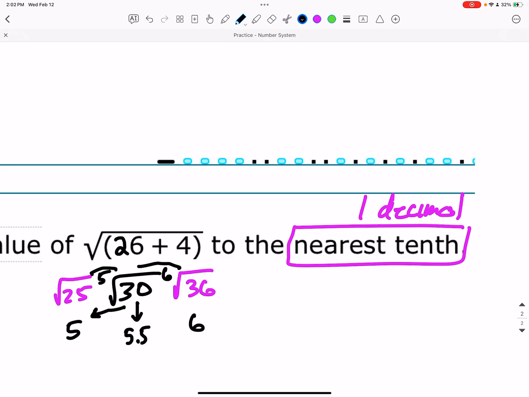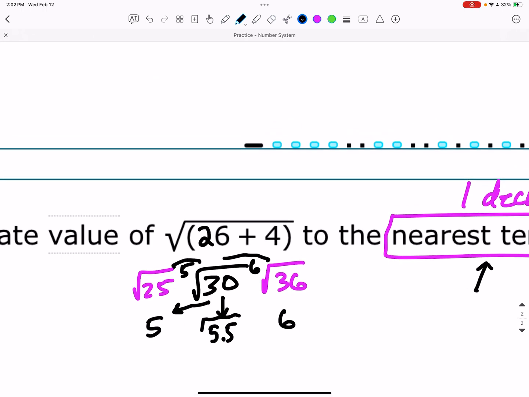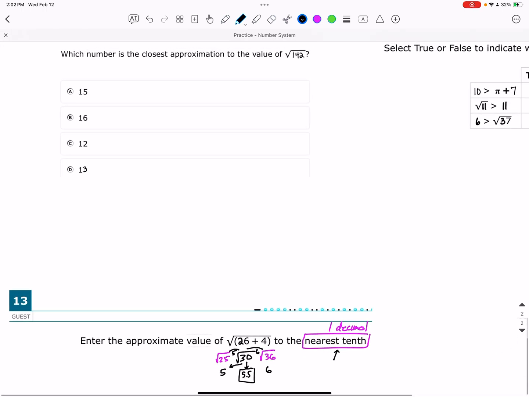Hold on a second. I'm going to sneeze. So I would say 5.5. And I need the nearest tenth. So 5.5, 1 decimal. I would say this is about 5.5.